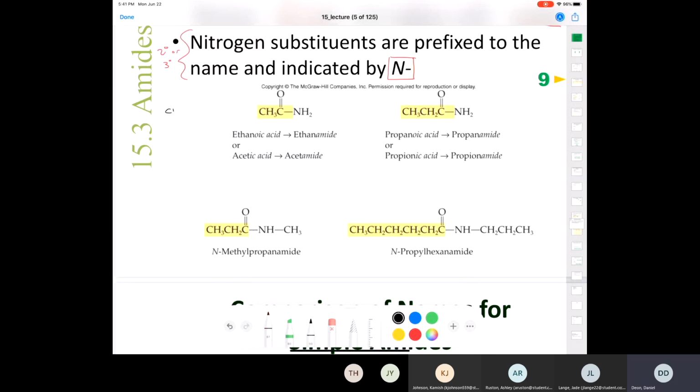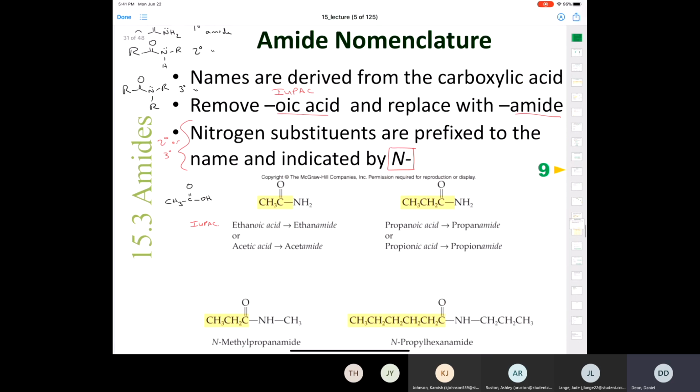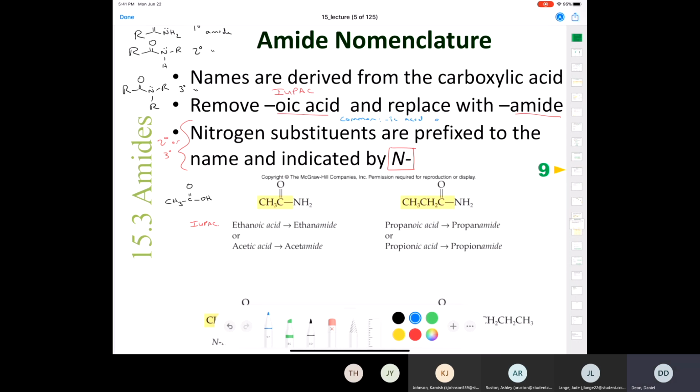If I was to ask you to name this carboxylic acid, if I said, give me the IUPAC name for this carboxylic acid, you would call it ethanoic acid. And we replace oic acid with amide. I should have pointed out up here, I forgot to do it, and it's not in my notes, so let me just write it in here. If you're doing it with common nomenclature, you replace ic acid with amide.